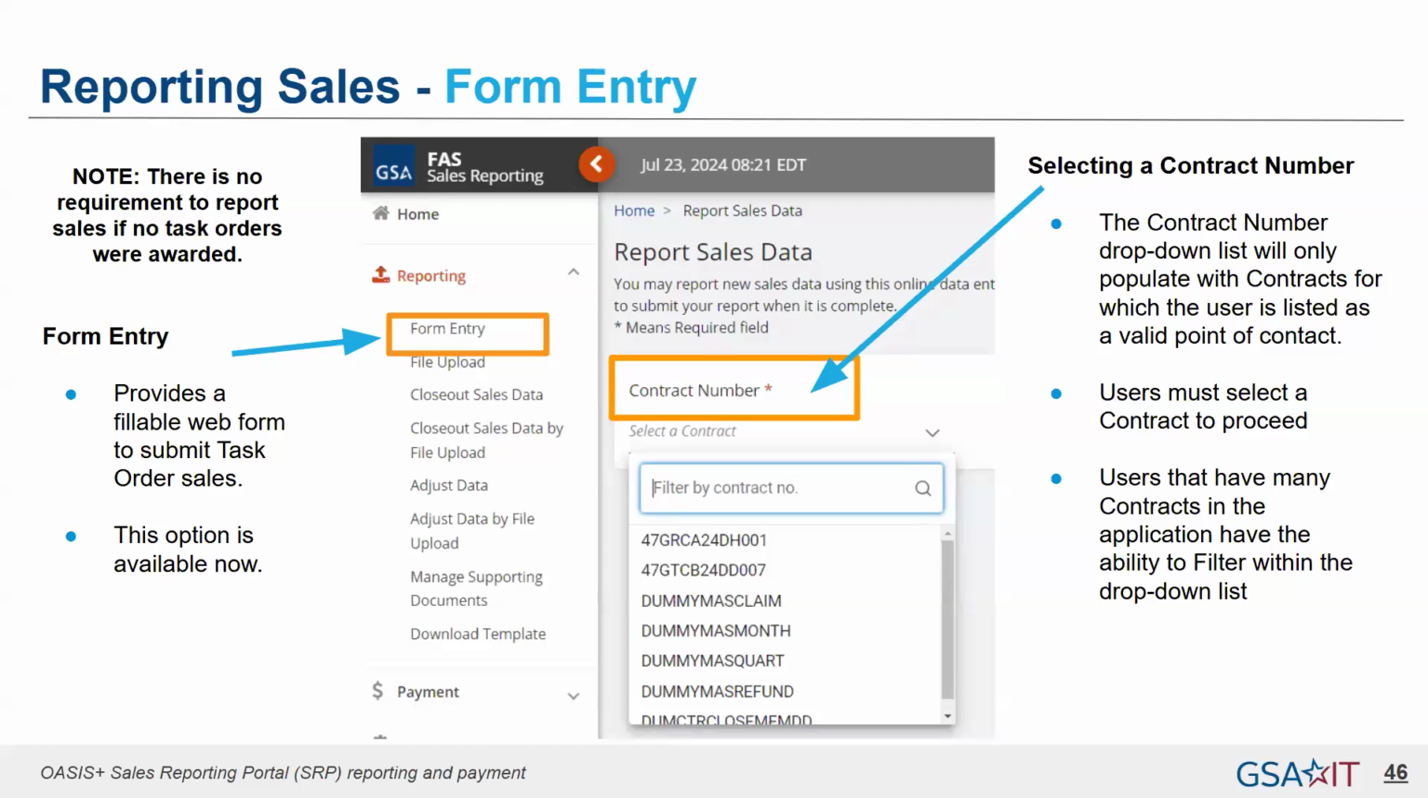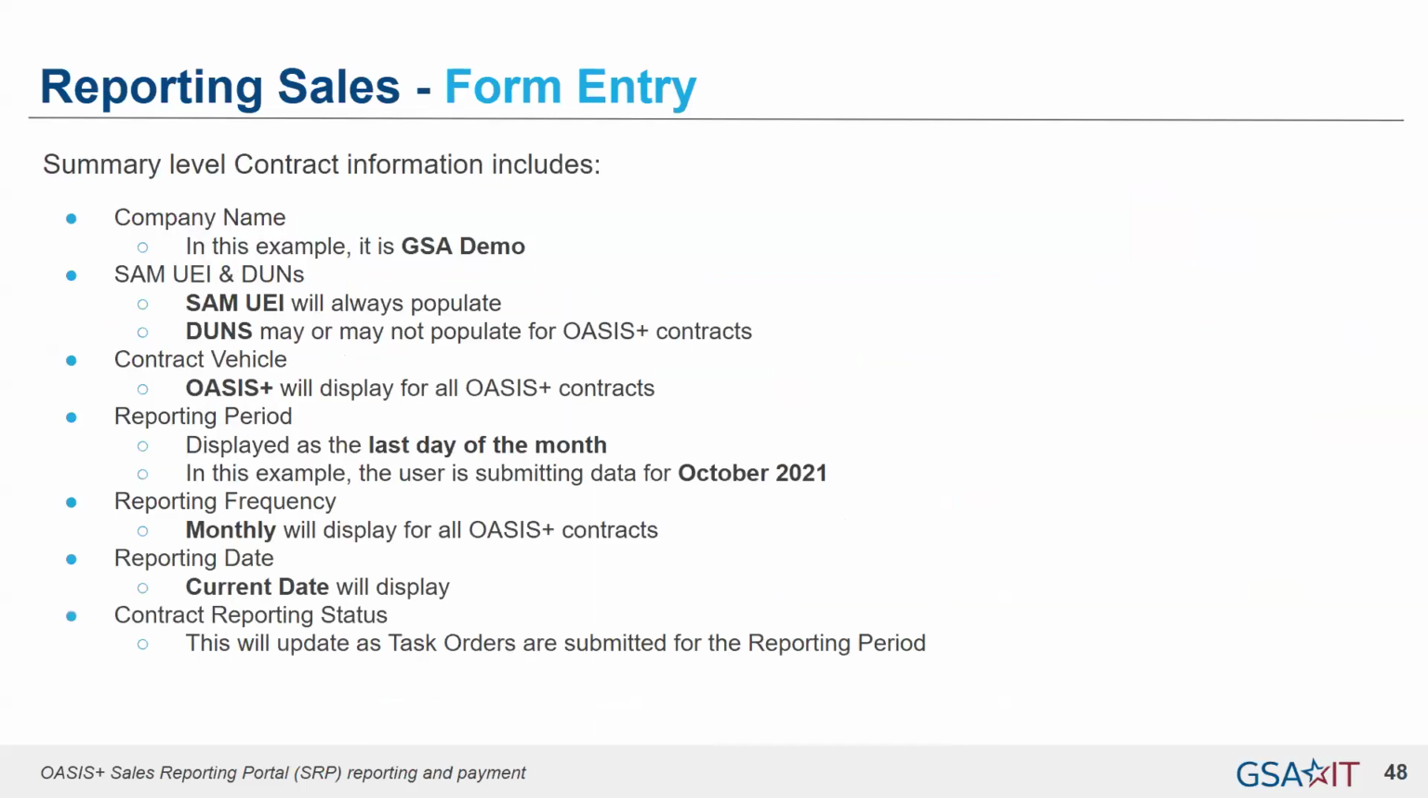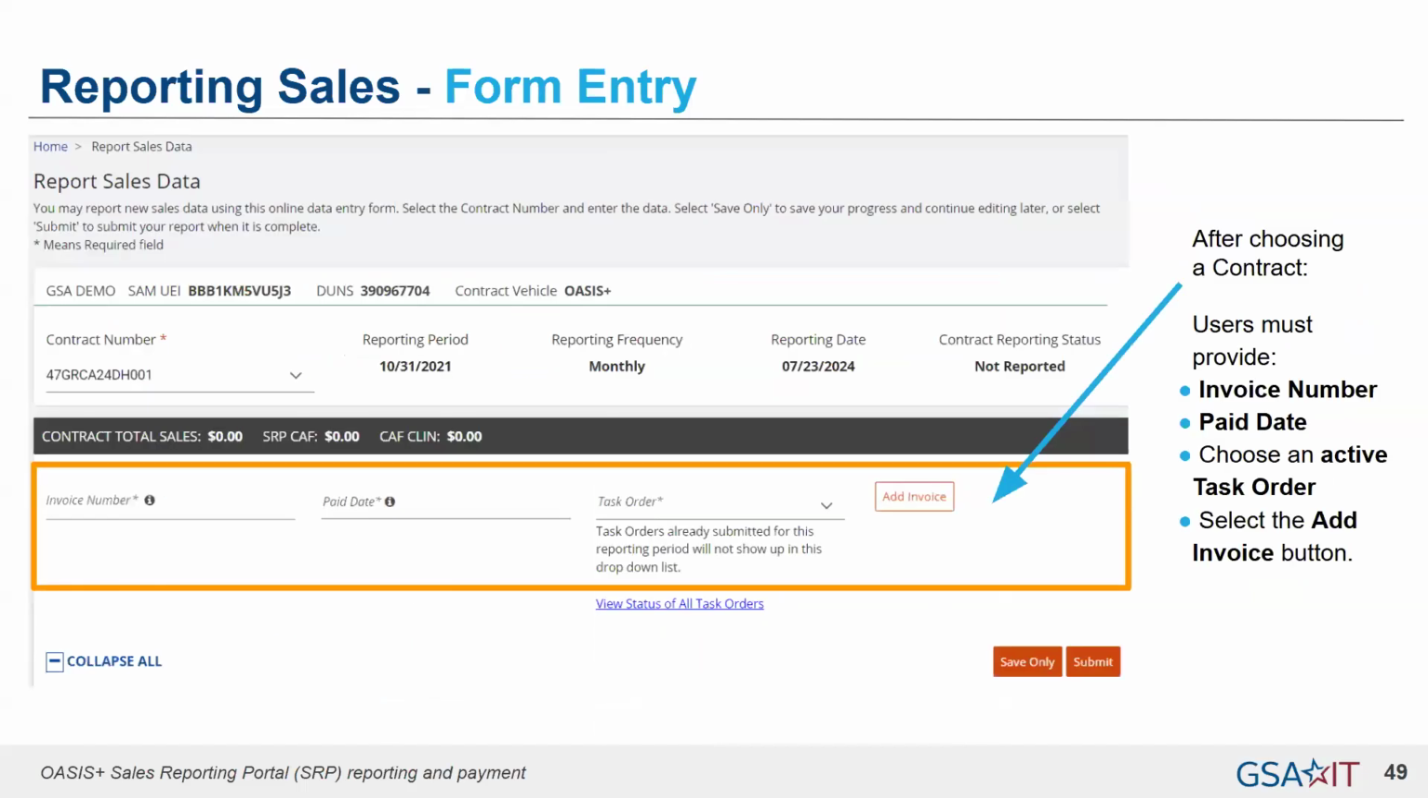So there's also two ways to do reports, right? We're going to cover the first way and then we'll go into the second way. First way is form entry, which is the easier way, I think, depending on the volume of your sales. If you have a manageable number of task orders and a manageable number of line items per task order, form entry is probably the way to go, right? A file upload is more of a template. We'll cover that. But anyway, you go to the reporting section, form entry, right? Pick your contract number. Things auto-populate there, right? That's nothing new. And then at the bottom, you can select your task order again.